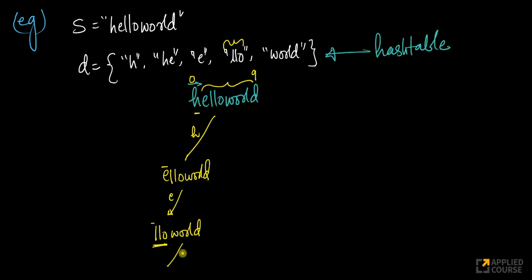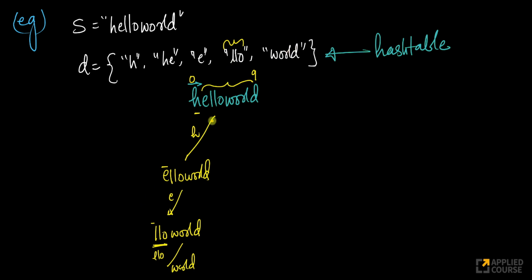So LLO is present. So now I have to find world. Now I'll search for world. I'll search for W first. W is not found. I'll search for WO, and so on and so forth, till I search for the whole word world. When I search for it, I get it.